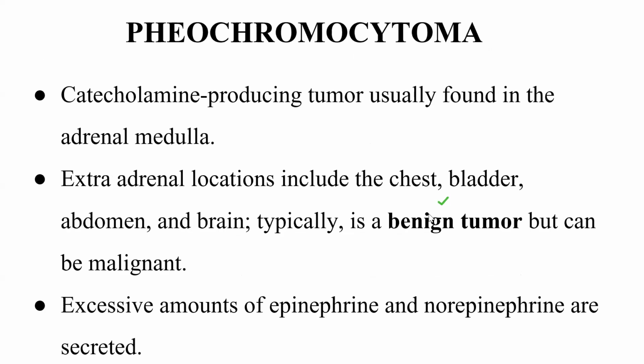pheochromocytoma. Pheochromocytoma. This is a catecholamine producing tumor. It's just a tumor, usually found on the adrenal gland. This is an example of adrenal medulla dysfunction.